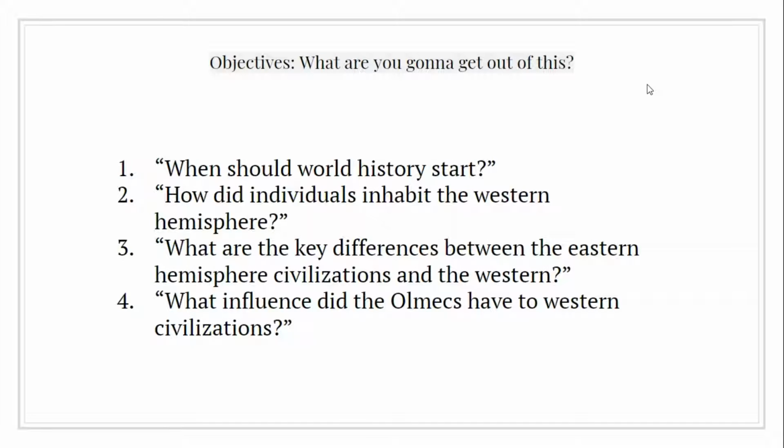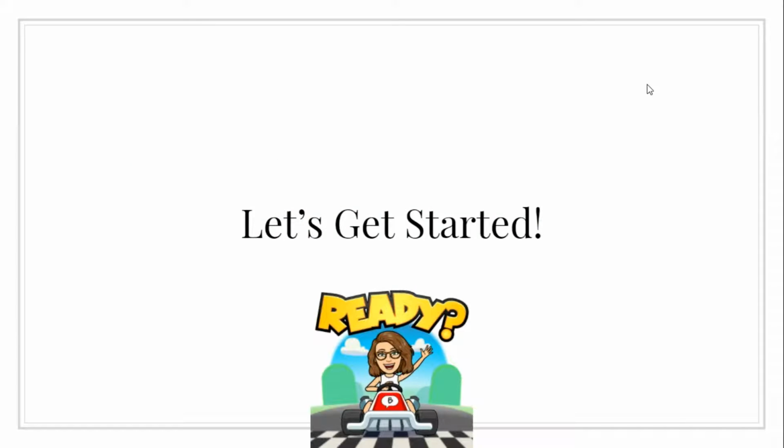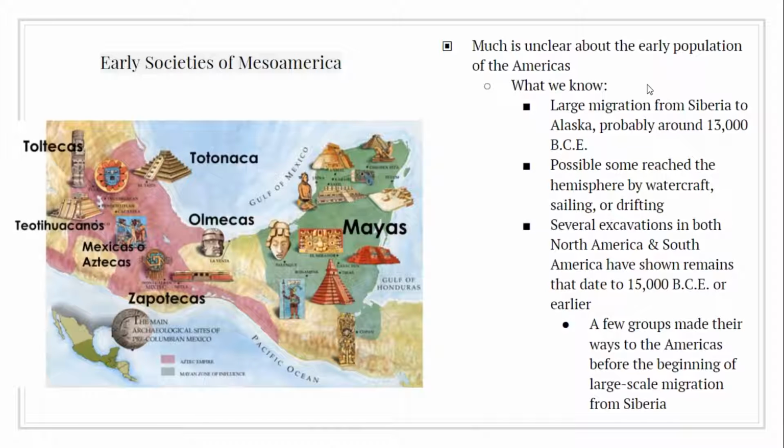So what are our objectives? Well, number one, when should world history start? Number two, how did individuals inhabit the Western Hemisphere? Number three, what are the key differences between the Eastern and Western Hemisphere civilizations? And lastly, number four, what influence did the Olmecs have on the Western civilizations? So let's go ahead and get started.